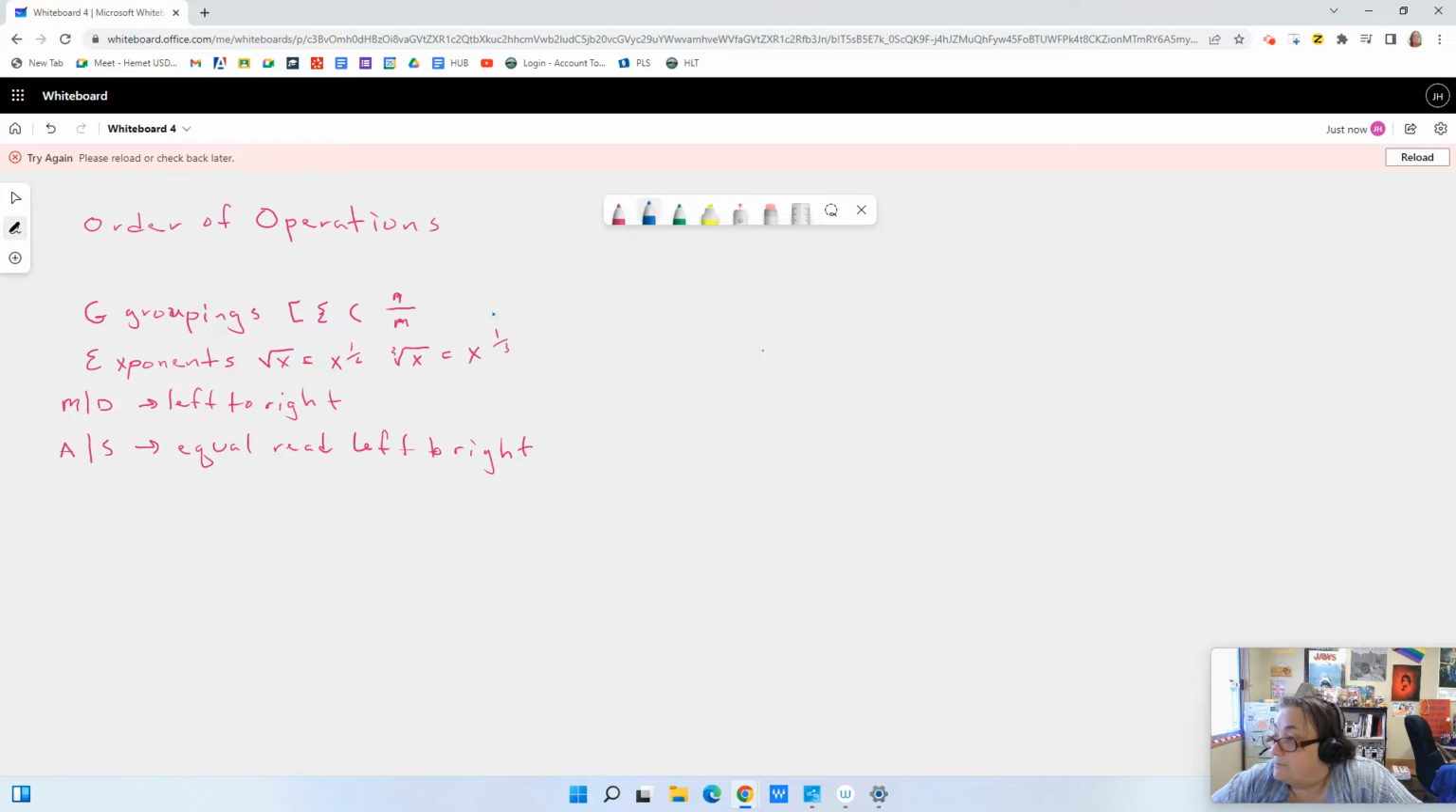So my first example would be, ooh, that is a thick pen right there. Let's see if we can make that thinner. Let's try that.